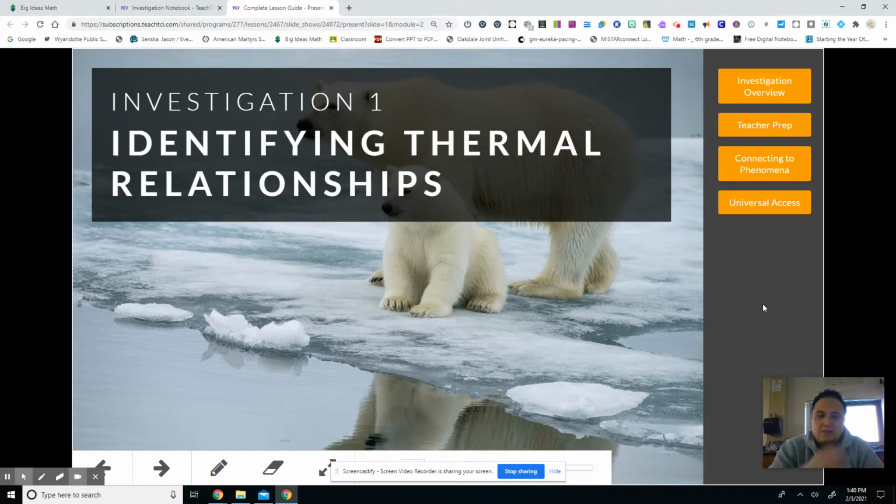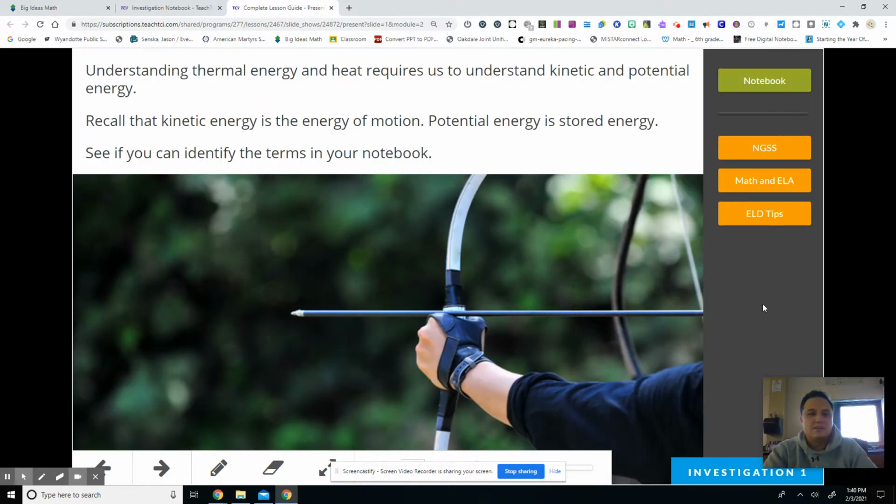All right. So we're going to identify thermal relationships. Understanding thermal energy and heat requires us to understand kinetic and potential energy. Remember, kinetic energy is our energy of motion. Potential energy is our stored energy. Remember, for your roller coaster, potential energy would have been the top of your roller coaster before you drop that marble. Bottom of the roller coaster, kinetic energy, the marble would be moving throughout. And top and bottom of any hills, you may have some potential energy as well.